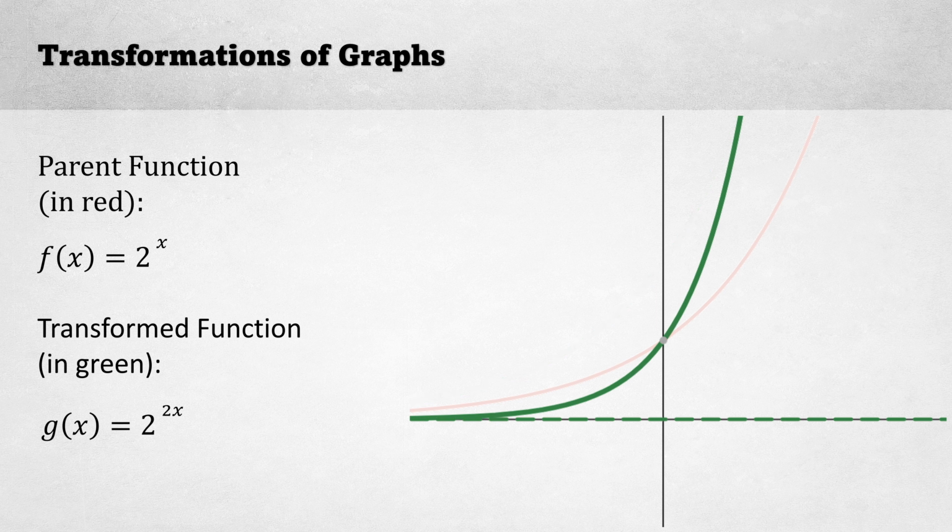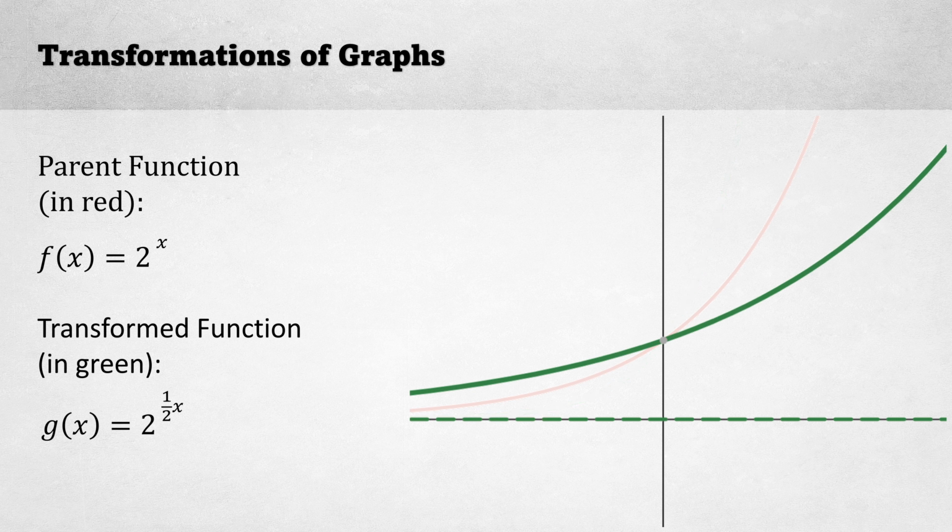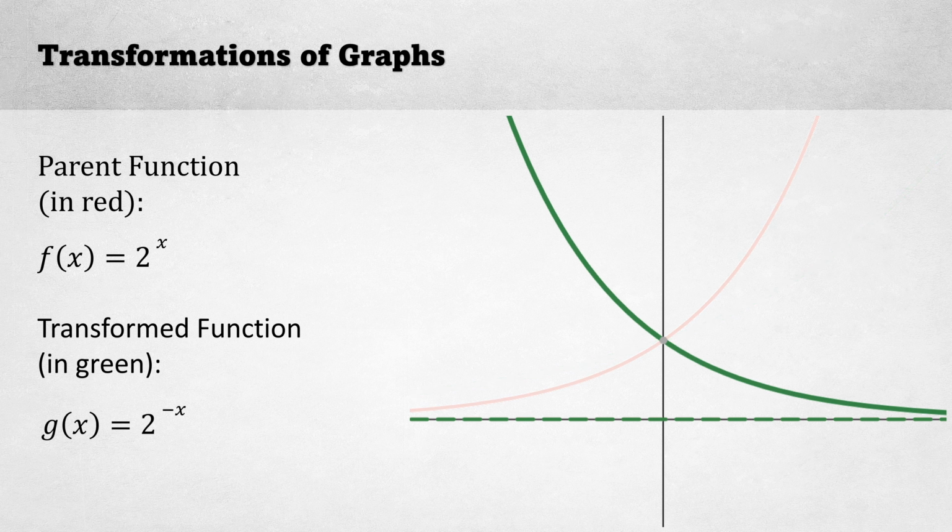The transformed function g of x equals 2 to the 2x is the graph of f of x stretched horizontally by a factor of 1/2. It looks narrower. The transformed function g of x equals 2 to the 1/2 x is the graph of f of x stretched horizontally by a factor of 2. It looks wider. The transformed function g of x equals 2 to the negative x is the graph of f of x reflected into the y-axis.